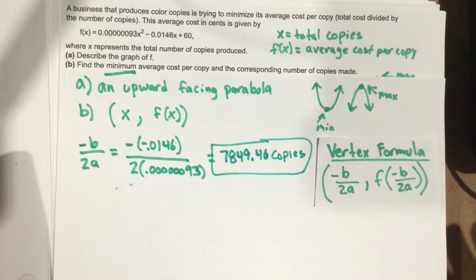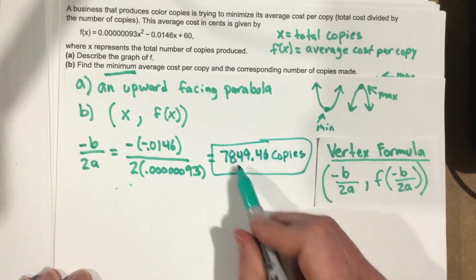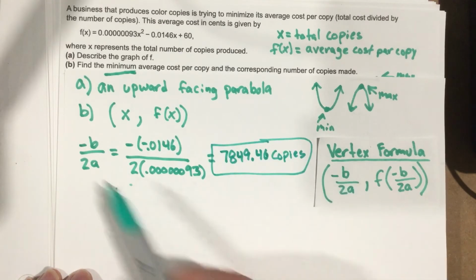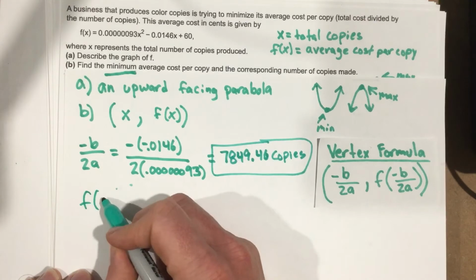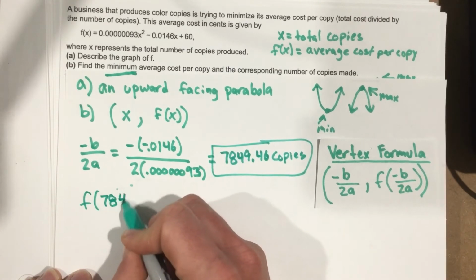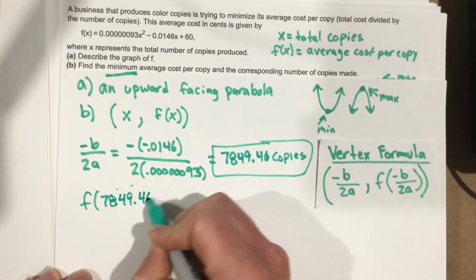Okay, how do you find the average cost per copy? Well, we take this number, right? We did negative B over 2A, and we plug it back into the function. So we want to do F of 7849.46.